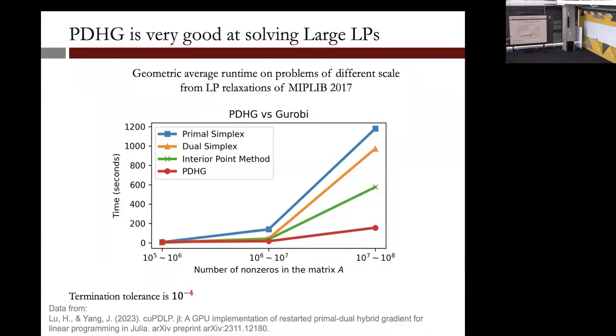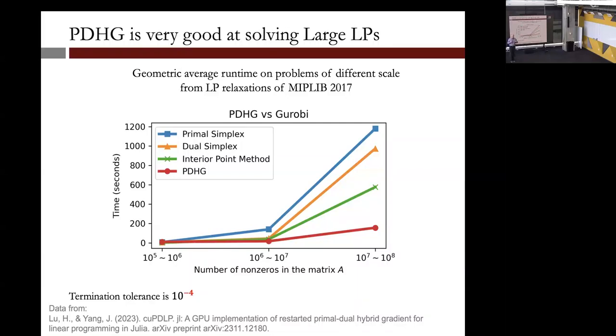I'm not a great fan of this chart, to tell you the truth, in this paper. I believe it's a little deceptive because the termination tolerance is 10 to the minus fourth. And I would say by traditional metrics for solving linear programming problems, that is not a good tolerance. But that will work to the advantage of PDHG in particular. So I'm looking at Pascal, and I see you're grinning when you see this.